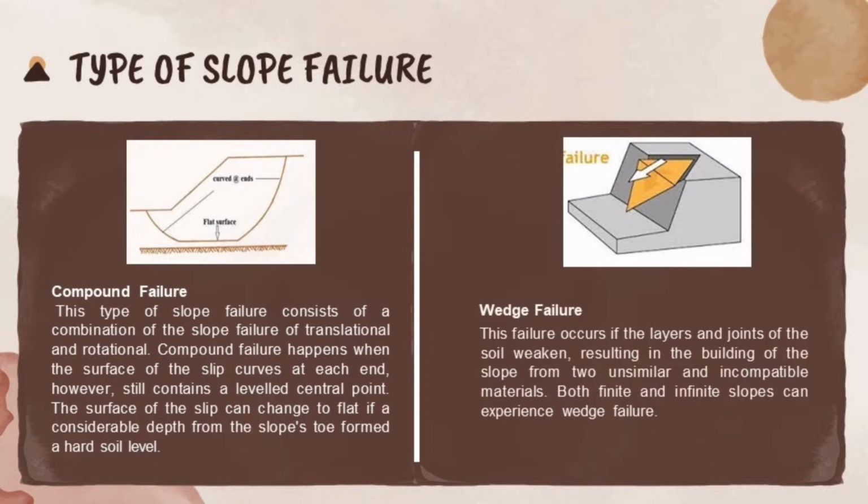Next is compound failure. This type of slope failure consists of a combination of translational failure and rotational failure. Compound failure happens when the surface of the slip curve at each end, however, still contains a level central point. The surface of the slip can change to flat if there is a considerable depth from the slope to a hard soil level. Lastly is wedges failure. This failure occurs if the layers and joints of the soil weaken, resulting in the building of the slope from two unsimilar and incompatible materials. Both finite and infinite slope can experience wedges failure.